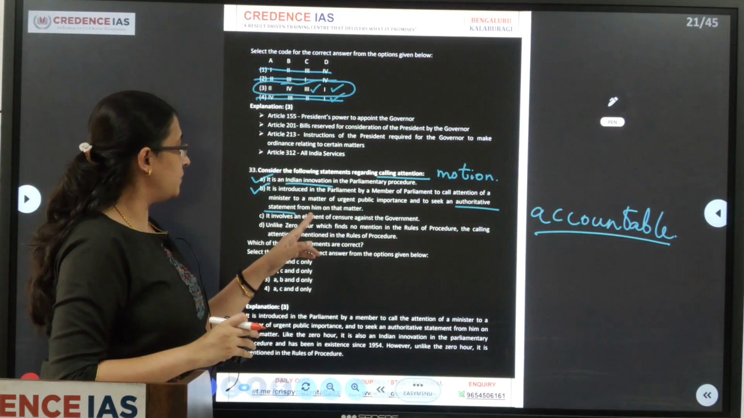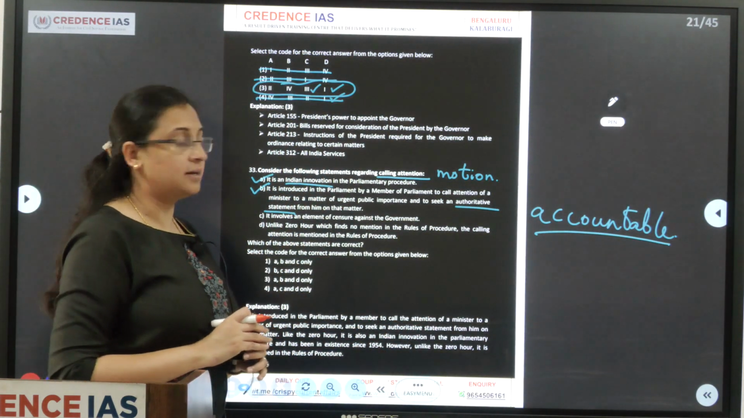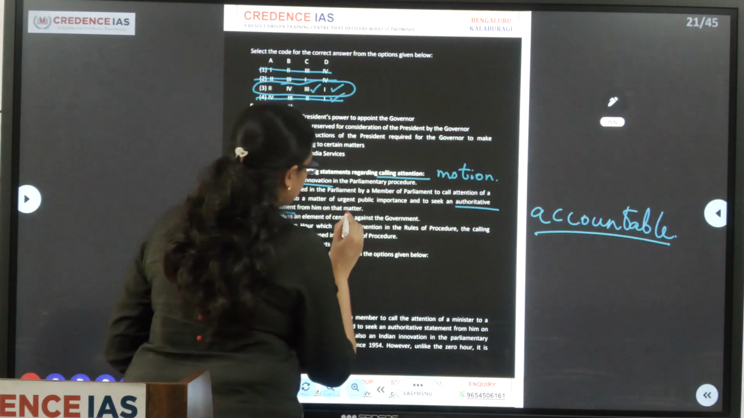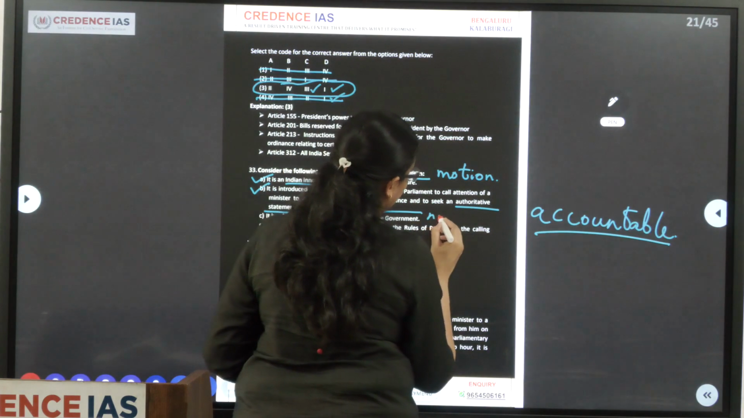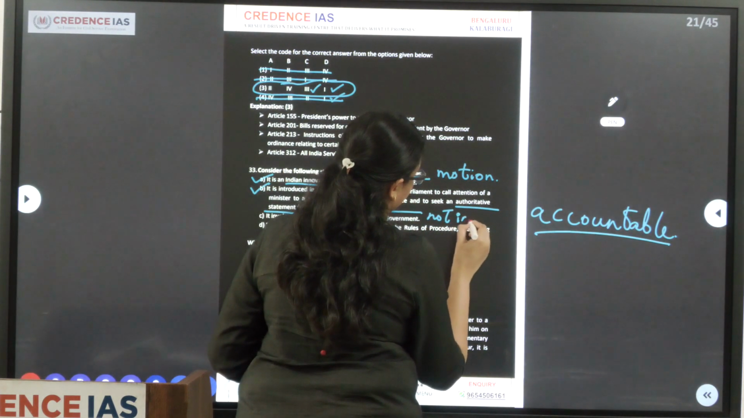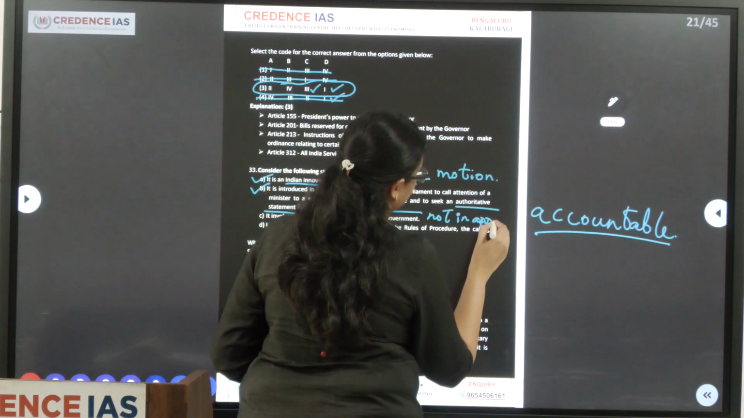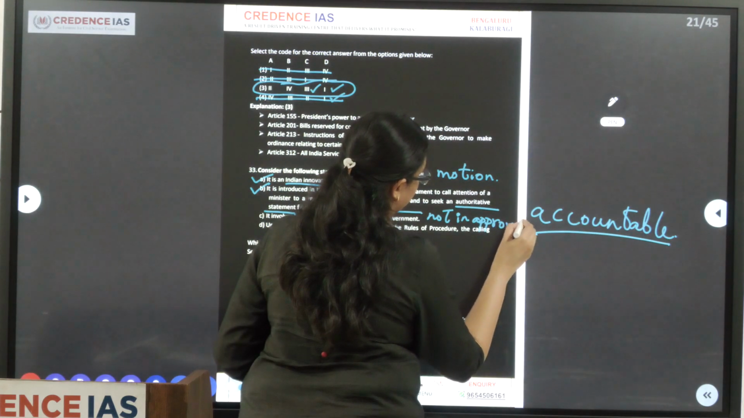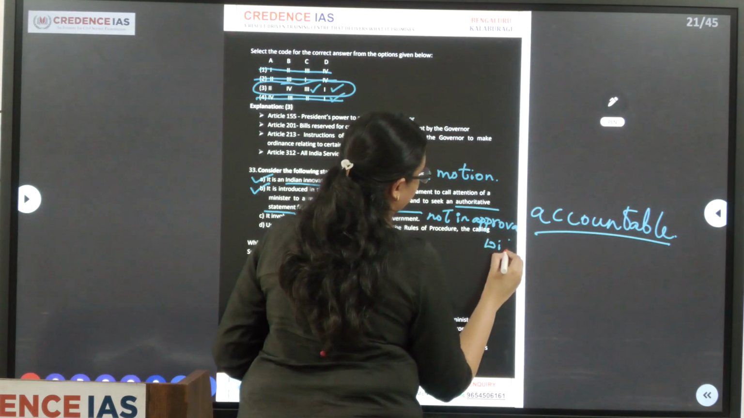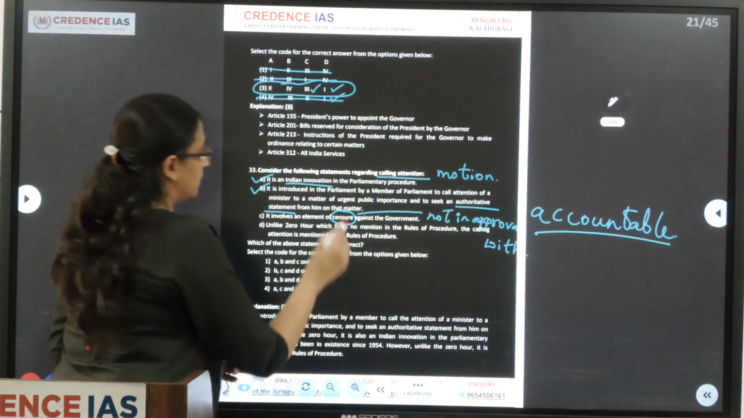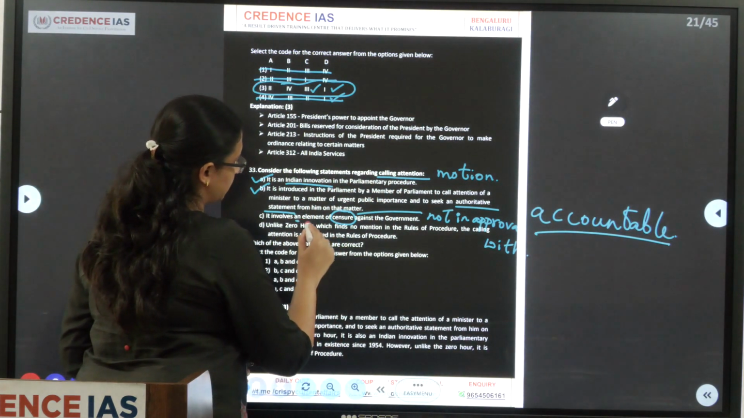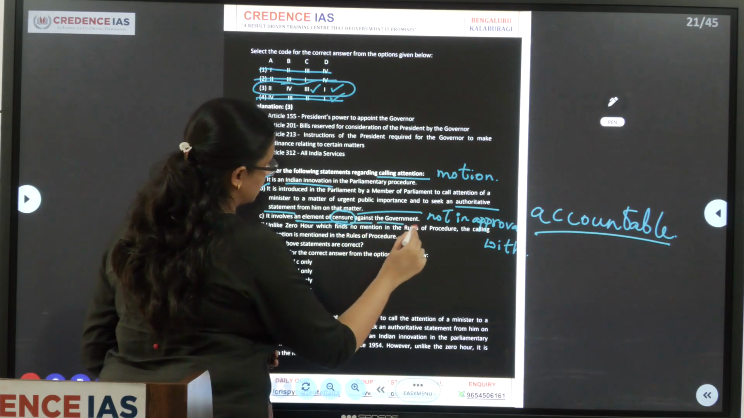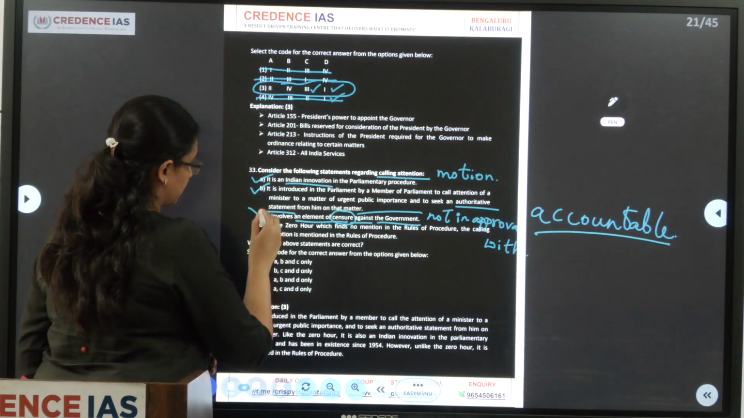It involves an element of censure against the government. Censure in the sense, not in approval with. That is, they are against the decision, not in approval with. With respect to calling attention motion, there is no censure against the government. So this option is wrong.